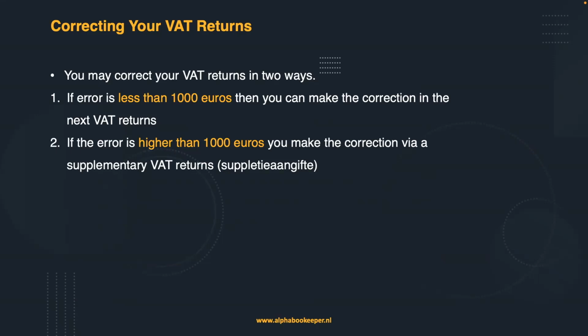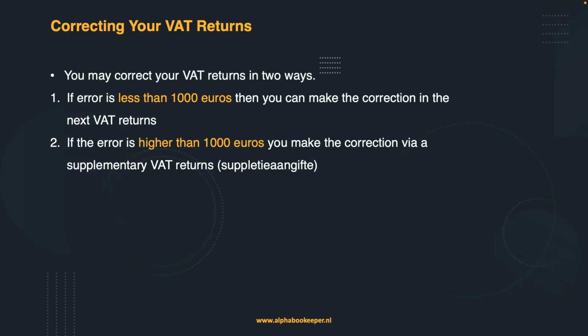Now, what happens if you make a mistake with your VAT returns? It can happen that you discover afterwards that you have made a mistake. You have over-declared or under-declared or whatever the case may be. You can make corrections. If it is less than 1,000 euros, you can correct it in your next VAT returns. If it is more than 1,000 euros, you have to go through a supplementary VAT returns process to make that correction. It's important to note this.